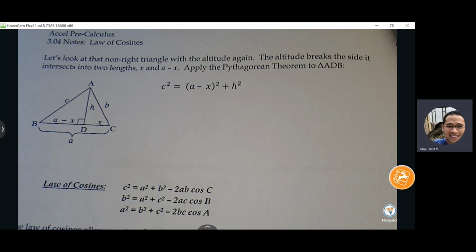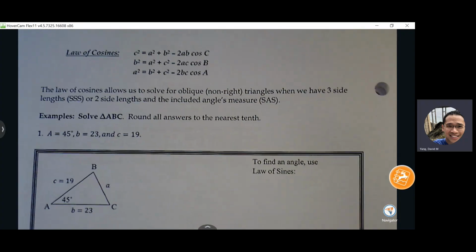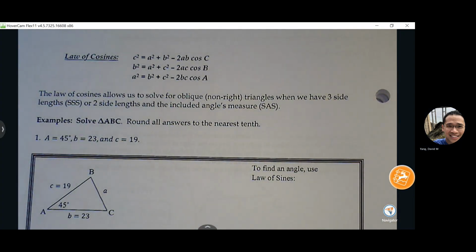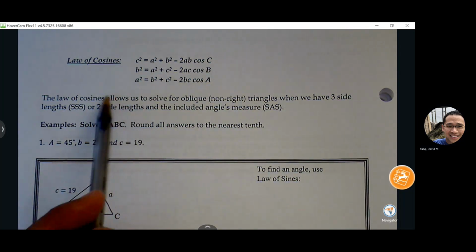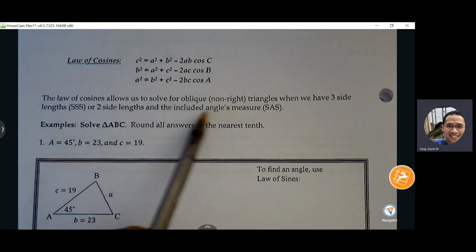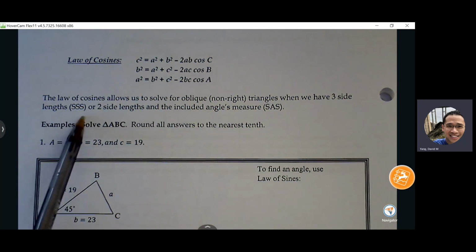I'm going to skip the proofs portion of it and just move directly to the application. So here's the law of cosines halfway down your page. Law of cosines allows us to solve for oblique, which are non-right triangles, when we have either 3 side lengths given or 2 side lengths and the included angle. If your angle is sandwiched between 2 sides, we call that side angle side.